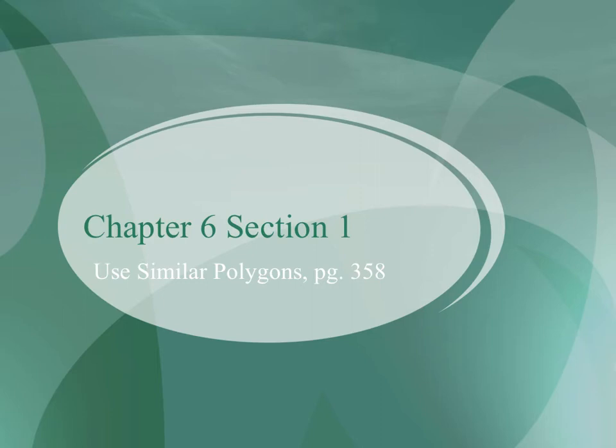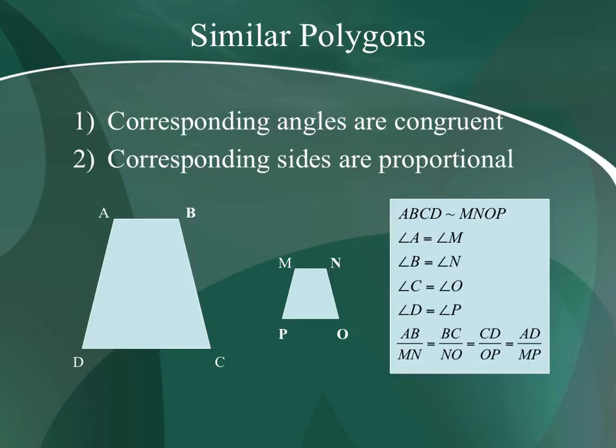Chapter 1, Section 1 is called Using Similar Polygons. So we start broad and then we'll narrow it down after this section into just triangles. So what is a similar polygon? Similar polygons have two characteristics. One is corresponding angles are congruent, and the second is that corresponding sides are proportional.